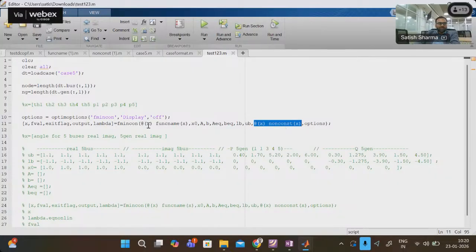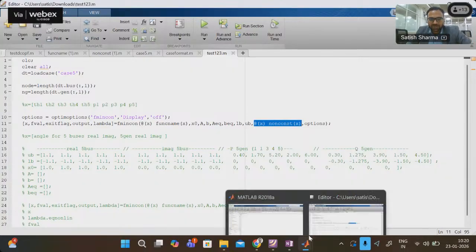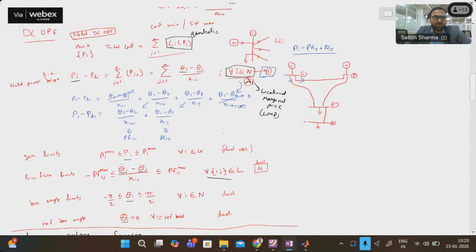So I have to provide a function, and to do that I need to write down the function. What was our objective function first of all? This is what we have defined as our objective function: minimization of the total cost, and the total cost was the summation of all the generator costs. The total cost was quadratic in nature, so we will try to write it down.